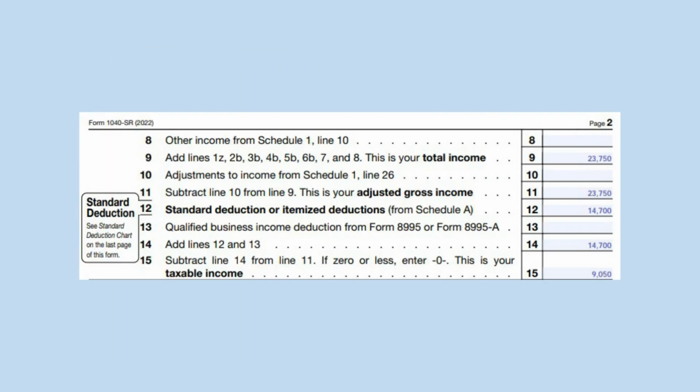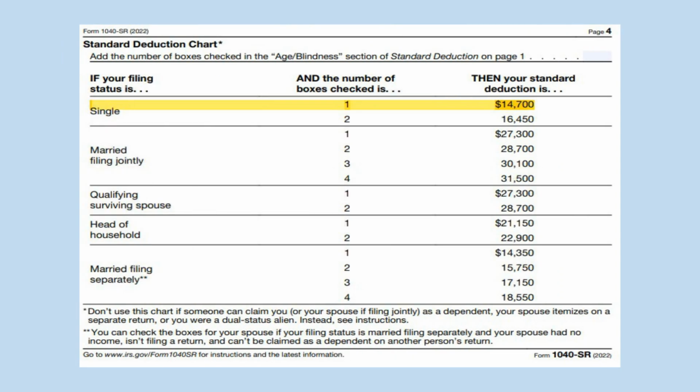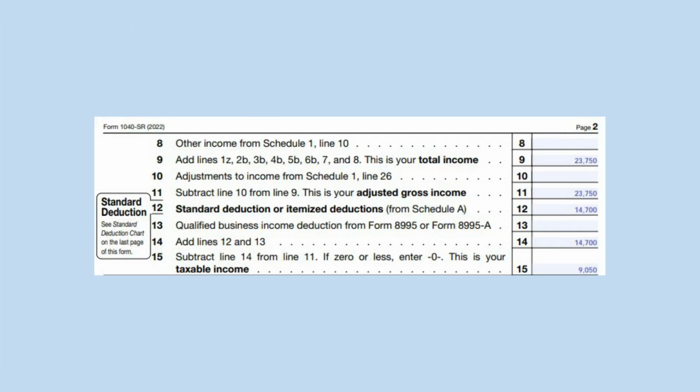We will add your income amounts together to arrive at $23,750 for your total income, and we will carry it down to line 11 for your adjusted gross income. On line 12, we will calculate your standard deduction. We are assuming that your standard deduction will be more than your itemized deductions. For the standard deduction, you can refer to the standard deduction chart on page 4 of your Form 1040-SR. Since you are single and the number of boxes you checked was 1 for your filing status, your standard deduction is $14,700. Enter that amount on line 12 and carry it down to line 14.